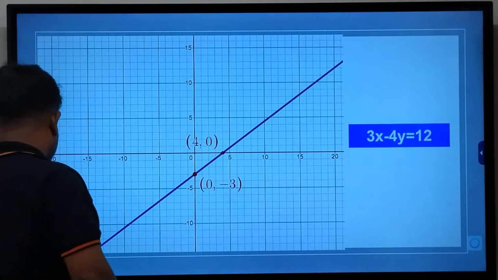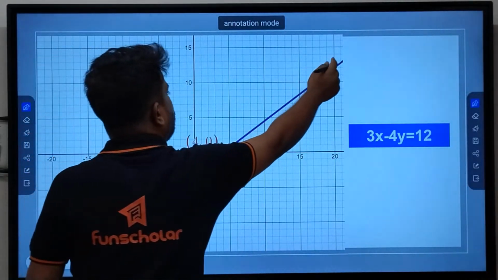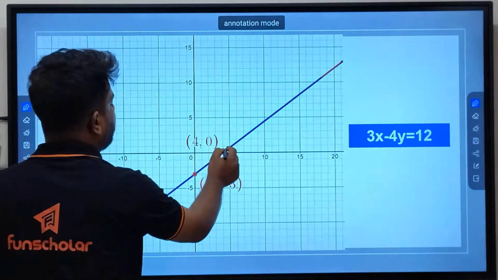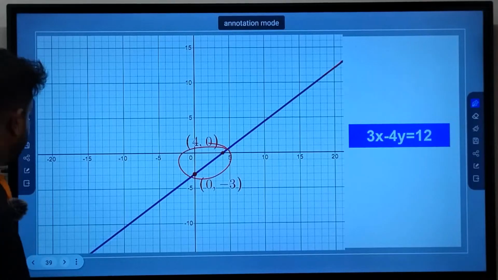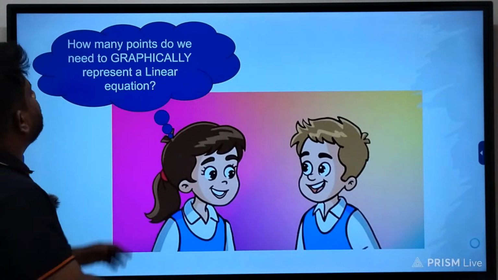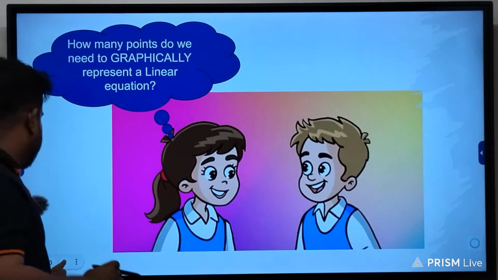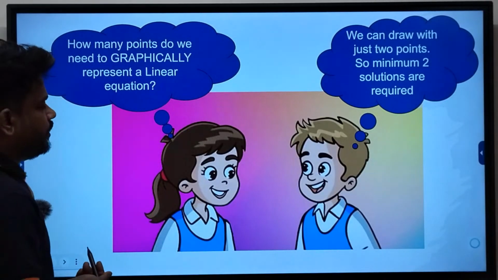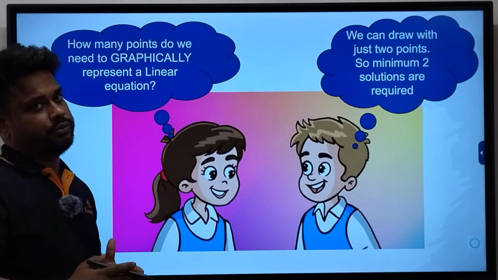So your point will be that we have to find as many points as needed so that we can make a triangle by crossing these two axes. Okay, let's go further. How many points do we really need graphically to represent a linear equation? Just what I have been telling you, that we can draw with just 2 points. So minimum 2 solutions are required, so minimum 2 points you need to find out.